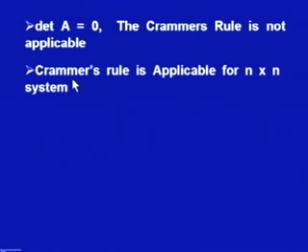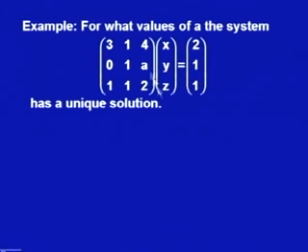And further, Cramer's rule is applicable for an n by n system, because only then is determinant A meaningful. So, Cramer's rule has two limitations: first, it has to be applicable for an n by n system, and second, determinant A should be non-zero. So, let us illustrate Cramer's rule for this given system.